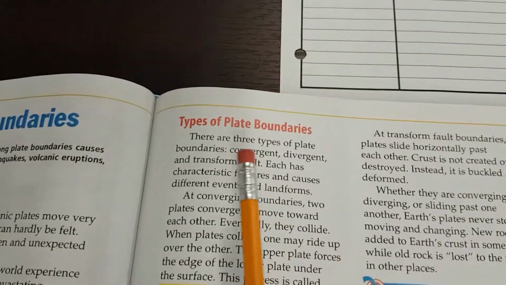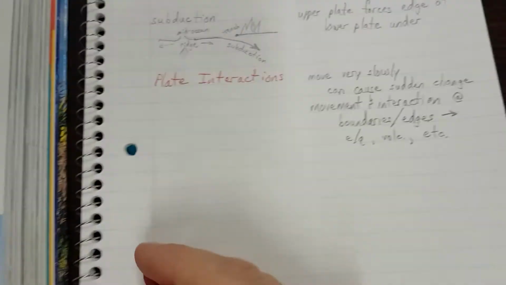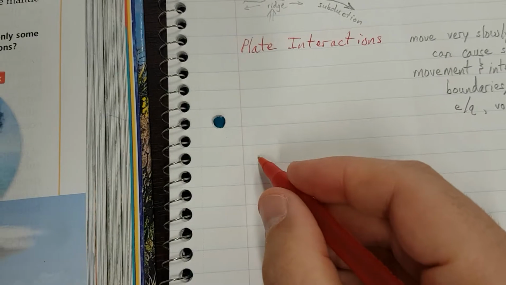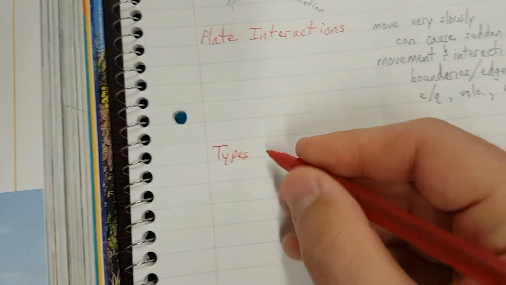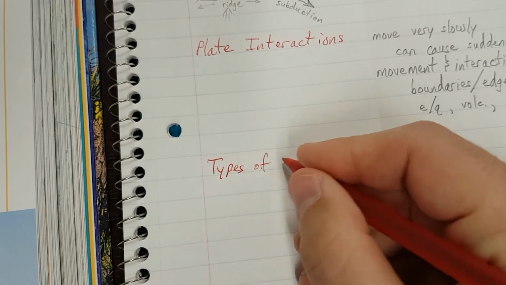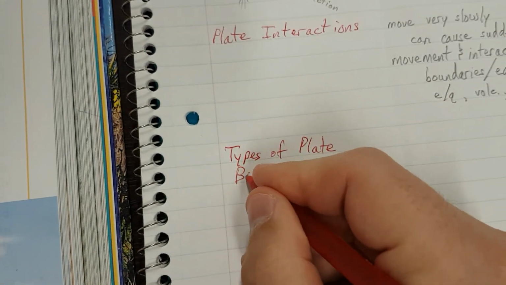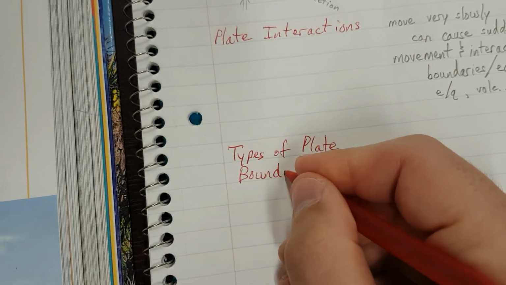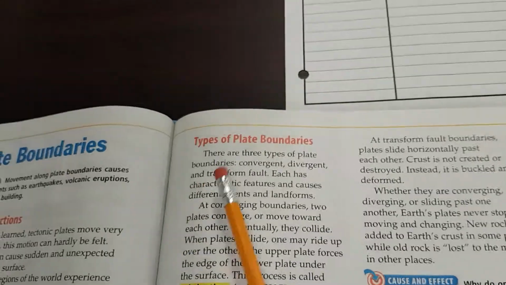All right, types of plate boundaries, red pen, red pencil, red crayon. Skip one line just in case. Capital T-Y-P-E-S of plate, capital P-L-A-T-E, boundaries, capital B-O-U-N-D-A-R-I-E-S. Switch back to the pencil.